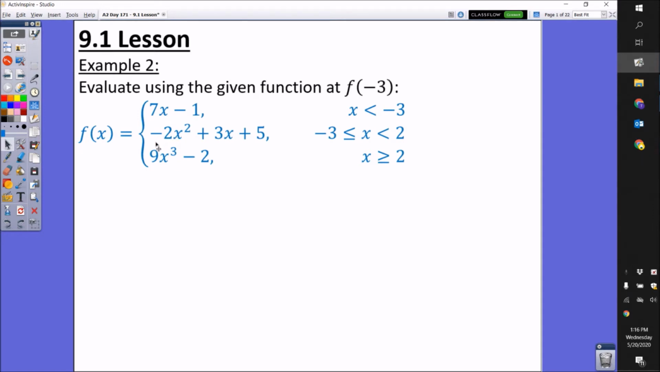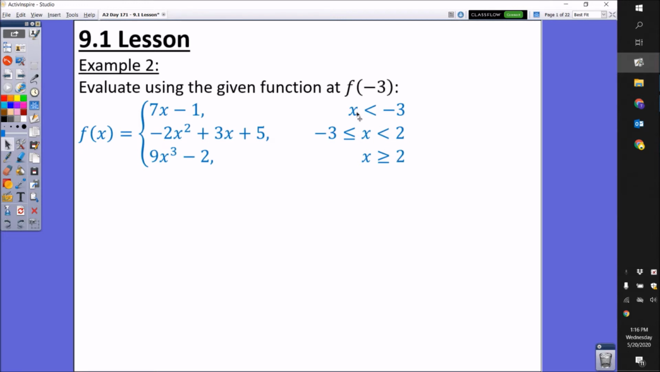Then the second equation is negative 2x squared plus 3x plus 5 with the corresponding condition negative 3 less than or equal to x less than 2. And the third and last equation is 9x to the third power minus 2 with the corresponding condition x is greater than or equal to 2.